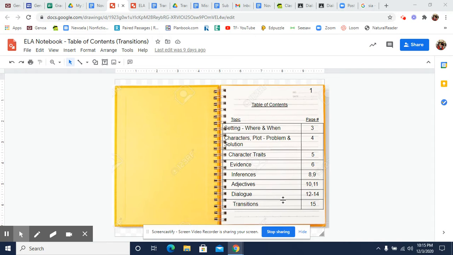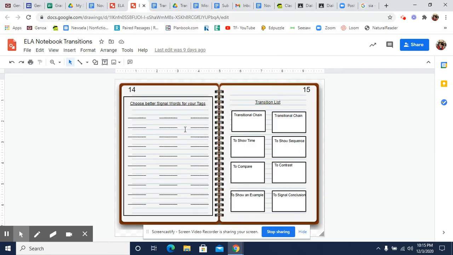Okay, so the first thing you're going to do is go to your table of contents in your ELA notebook, and underneath dialogue, you're going to write transitions, and that's going to be on page 15. There's not anything that you need to fill out. You're just going to glue this paper on page 15. So on page 14, you should have your signal words glued on there. And right next to it on page 15, you're going to glue this paper that you're going to receive.